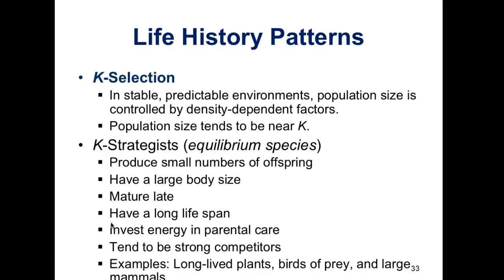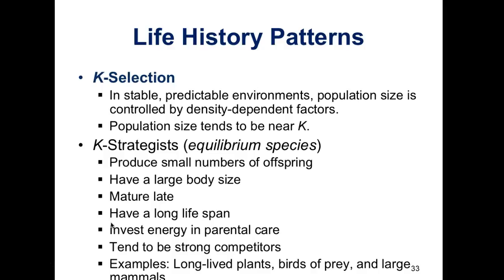The reverse end of that for a life history pattern is a K selection or K strategist and equilibrium species. In this type of life history pattern, you're going to have stable, predictable environments, and the population is going to be controlled by density-dependent factors. So the population tends to be fluctuating around the carrying capacity. So equilibrium species are going to produce smaller numbers of offspring, maybe one or two at a time. They have a large body size. Maturation is going to occur later in life. They have a much longer lifespan.